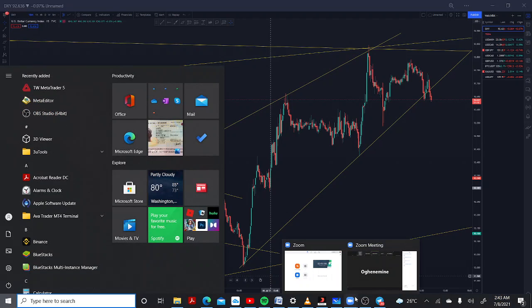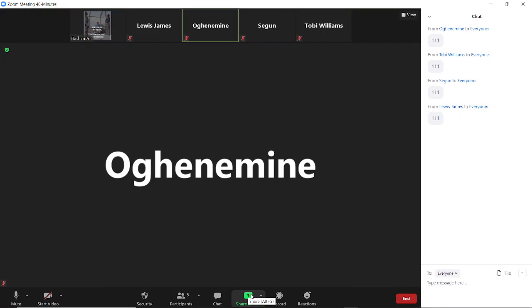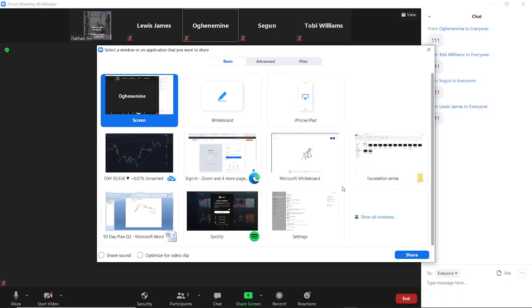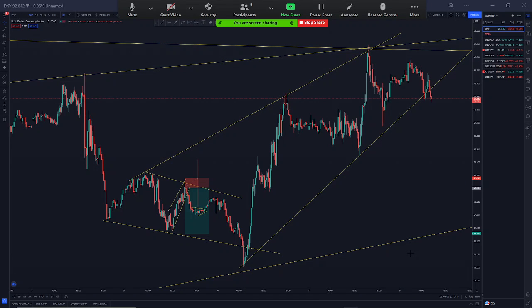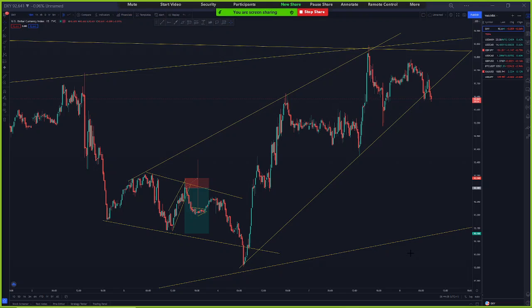So let me share. I'm gonna share my screen right away. Okay. Sharing my screen. So yeah, if you can see my screen, you could just drop a 222 in the chat box. Hope you can see my screen. I'm going to clean this quickly.